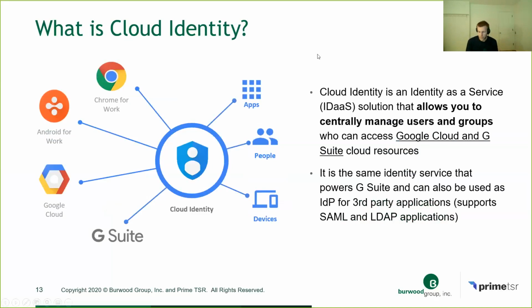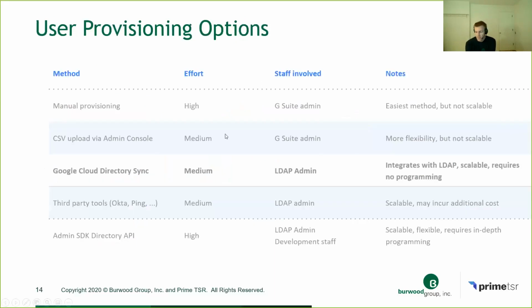If you're getting Google Cloud set up for the first time, you will set up Cloud Identity. In doing so, there are a number of options for getting your users into Cloud Identity. You can either create them manually, or do a bulk upload through CSV. There are third-party tools like Okta and Ping that provide integrations. These are great if you're already using them. If not, they can be expensive.